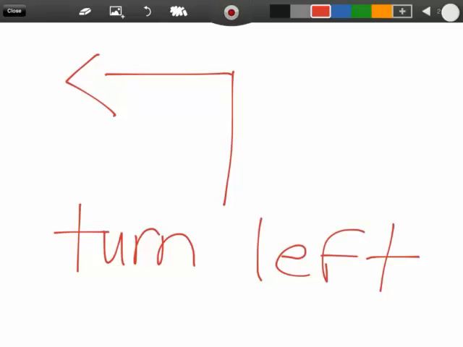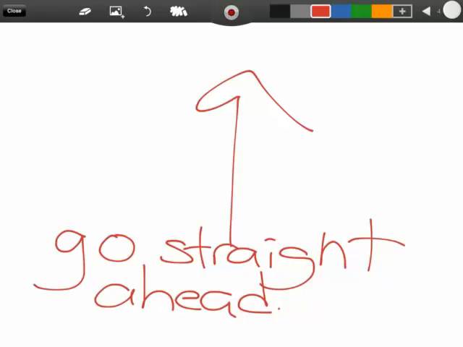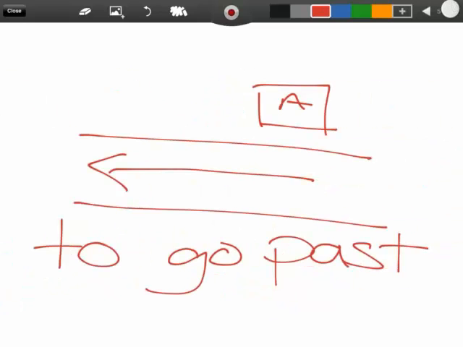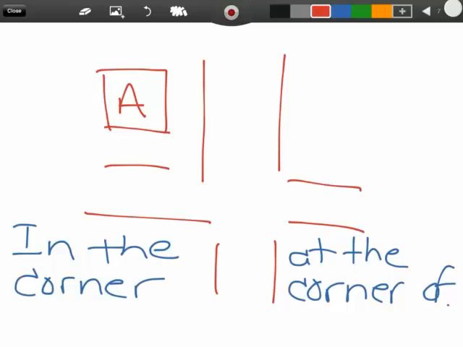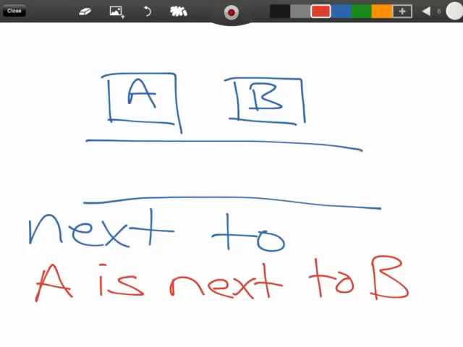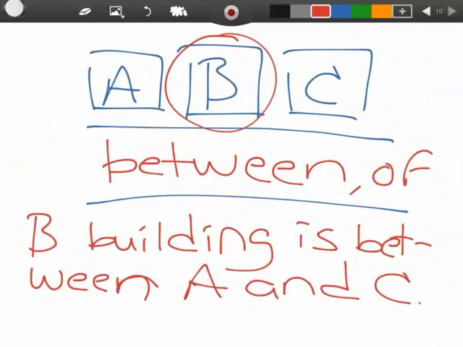This means to turn left, turning left. This means to turn right, go straight ahead, to go past, to go across or cross, in the corner or at the corner of, next to, and our example here is A is next to B. You have opposite, which is A is at the opposite of B. And finally, you have between, and that is B building is between A and C.